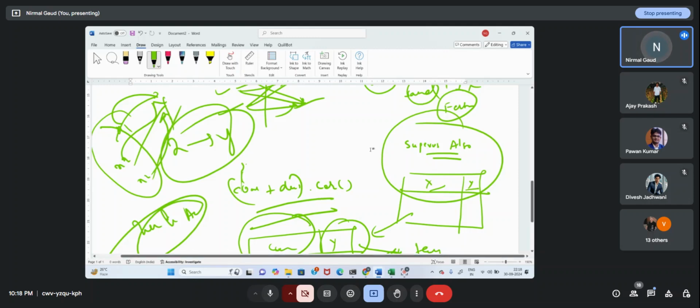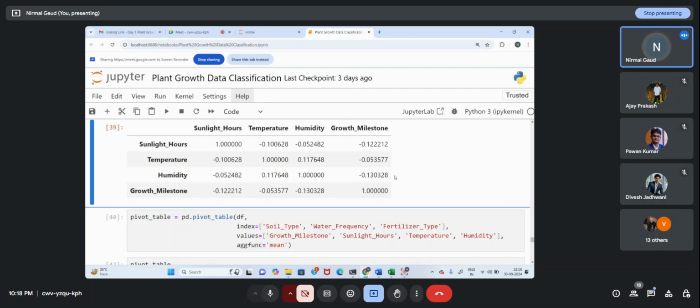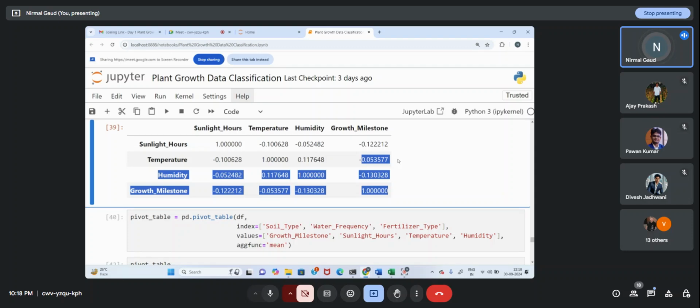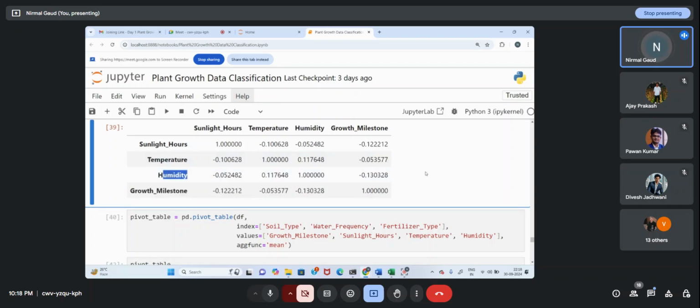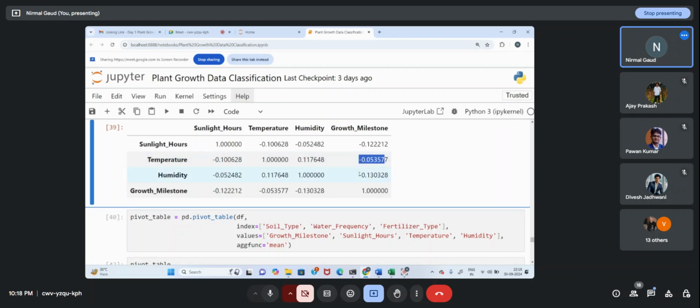But right now we are not getting so much in this particular way. In fact, we are having negative values also. If I talk about sunlight hours and the growth milestone, if the sunlight is more, there is a 12% decrease in the growth. If I'm talking about the temperature, 5% decrease in the growth. If I talk about humidity, 13% decrease in the growth. This is what I'm getting. Okay, so with these only, we are going to proceed ahead.